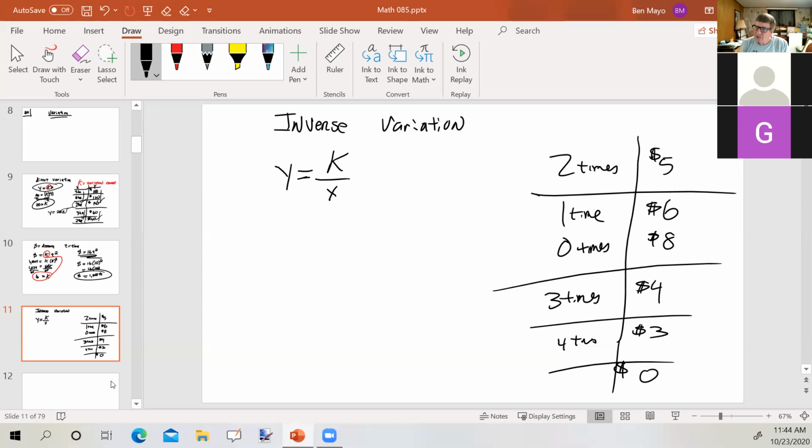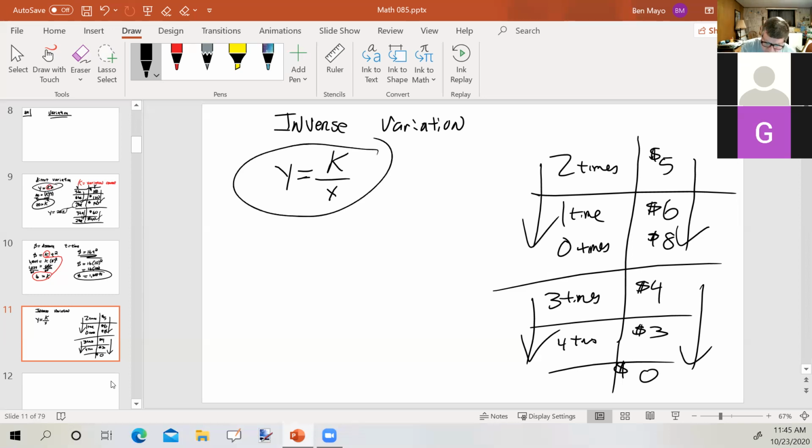Yeah. All right, so let's look at what's happening here. As the price goes up, the amount you're willing to purchase goes down. As the price goes down, the amount you're willing to purchase goes up. So instead of direct variation where they both go up together or both go down together, you've got this inverse situation. Price goes up, amount you buy goes down. Price goes down, the amount you're willing to buy goes up. Does that make sense? Yes. So that's what this is, inverse variation.